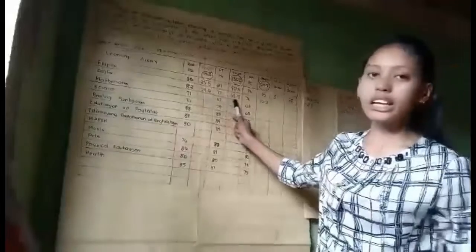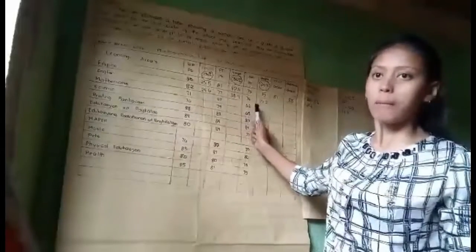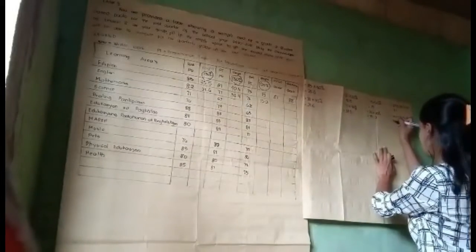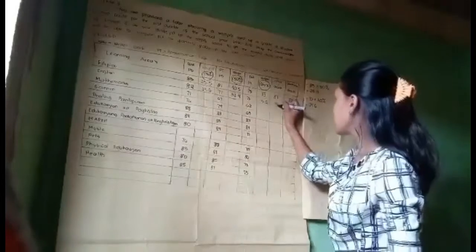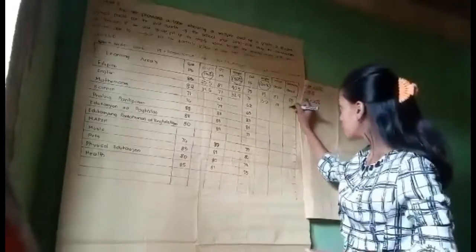24.6 plus 38.4 plus 15.2 is equal to 78.3. So, our initial grade in English is 78.3. Let's round to the nearest unit. So, 78. The transmutation of 78 in initial grade would be 86.